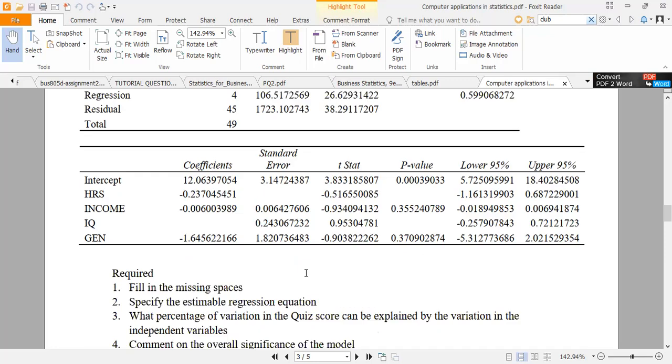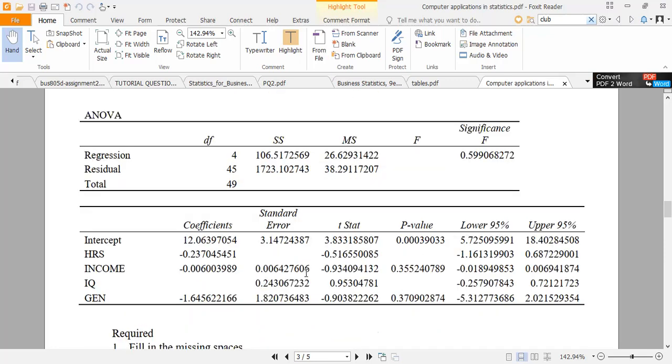Then when you come down here, we have the actual regression estimates. In that regression estimate, we can see that there are some variables missing. At this level, don't worry yourself about how to compute the p-value.